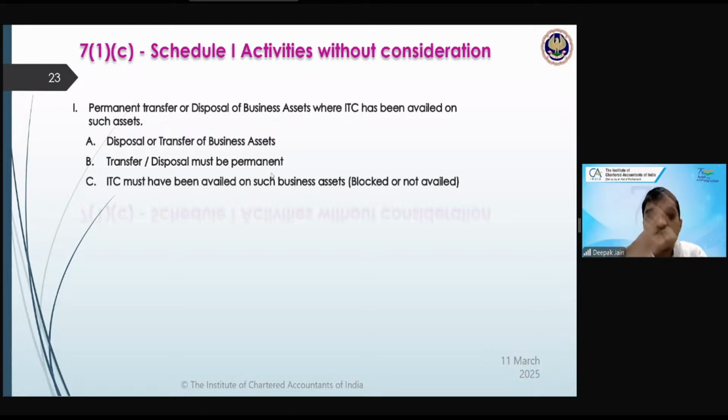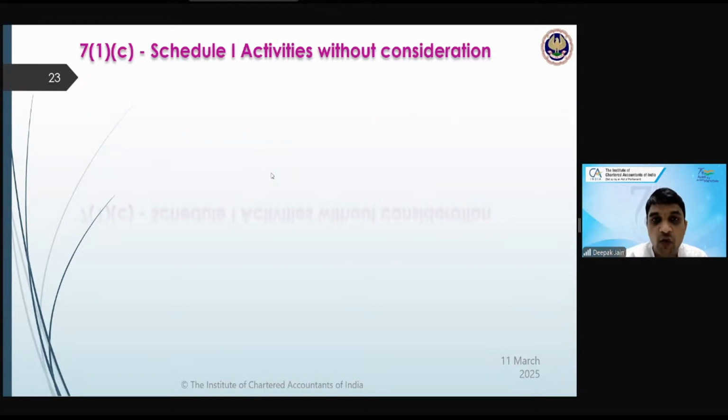We know that when there is any transaction, the important definition of supply says that there has to be consideration. But Schedule 1 gives an exception saying that whatever transactions are there in Schedule 1, even if it is without consideration, still it will be taxable. So that's why Schedule 1 is described as activities without consideration. Without consideration also, GST will be applicable.